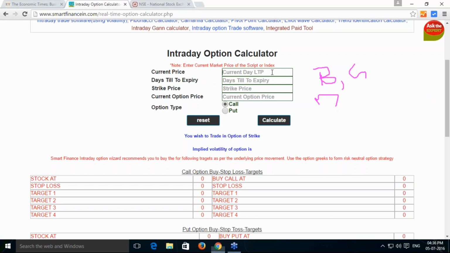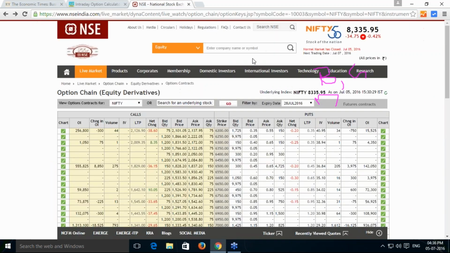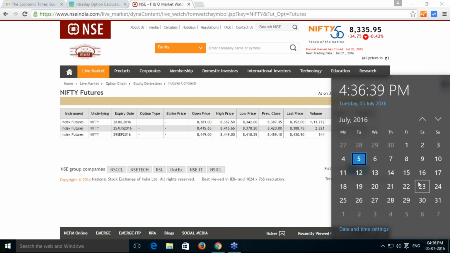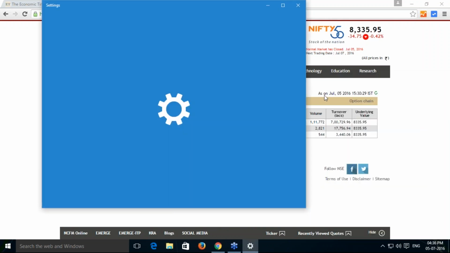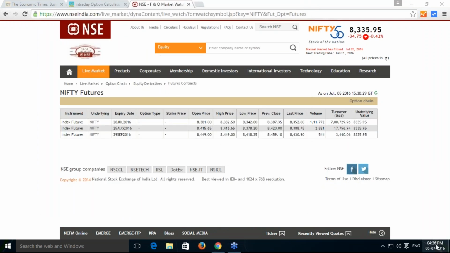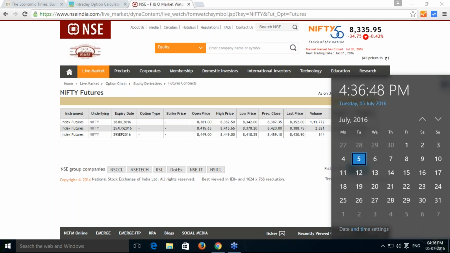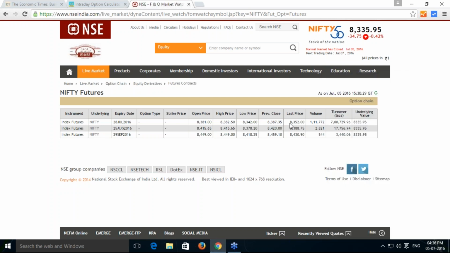So here is how you make use of this tool: the current day's last traded price, or the current price, at what price it is trading now. Now, at what price is the underlying future trading? Suppose I am taking the Nifty. I am recording this on the 5th of July 2016, and the market has already ended at around 4:36. So Nifty last traded is 8352.